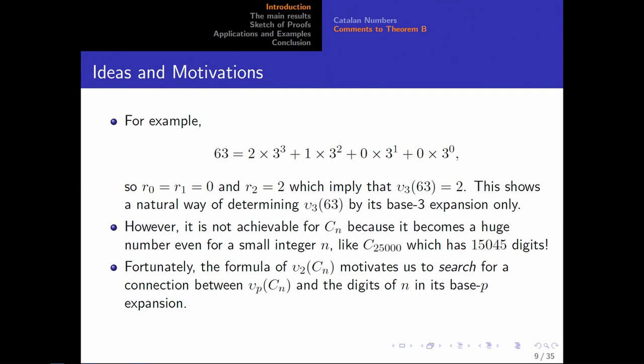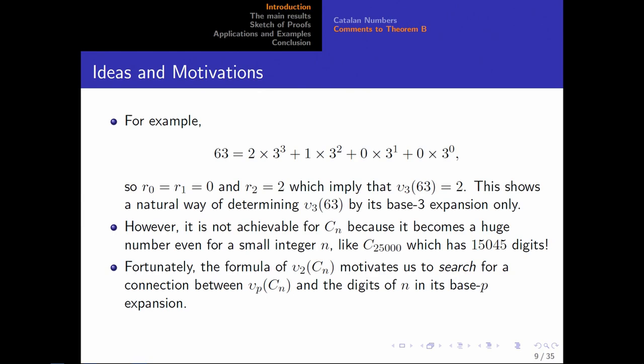So we can naturally deduce that V3(63) equals 2, and similarly, we can also apply this natural way to find VpCn by considering the digits of Cn in base p expansion. However, it's not achievable as Cn usually has thousands of digits, like C25,000. It has more than 10,000 digits.